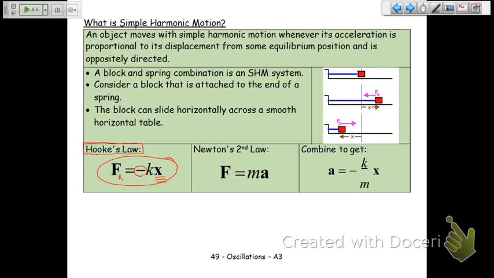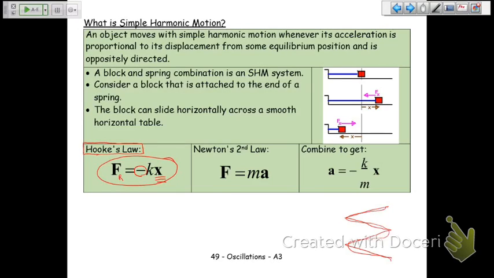If I imagine underneath here drawing a graph, it looks like a sine curve or a cosine curve, depending upon where you start it. Not all oscillations look like that. You could have an oscillation which was sawtooth. You could have different types of oscillations, but the ones we really care about are simple harmonic motion, and they follow a sine curve or a cosine curve, depending upon how you start the thing off. So we say a block and spring combination is a simple harmonic system.